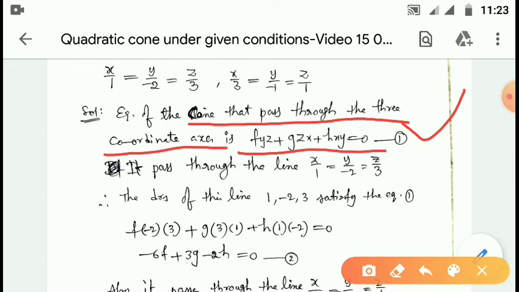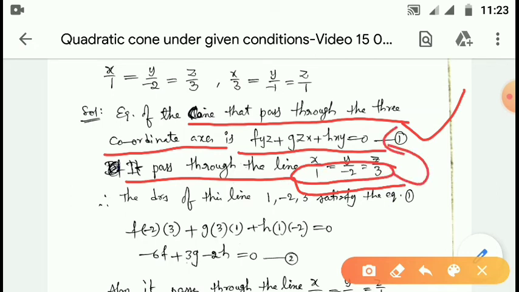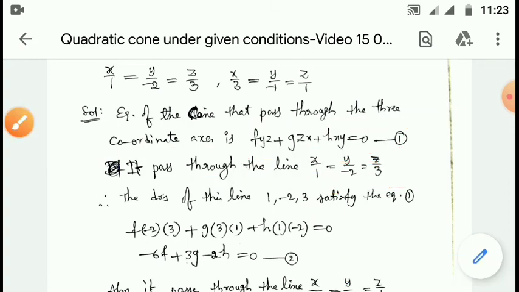You can see the first problem of this video. It also passes through the line x by 1 is equal to y by minus 2 is equal to z by 3. That means the generators of this line satisfy the equation. Already we have proved that the direction ratios of the generator satisfy the equation of the cone. Therefore here the direction ratios of this generator are 1, minus 2, 3. These DRs satisfy the equation fyz plus gzx plus hxy is equal to 0.